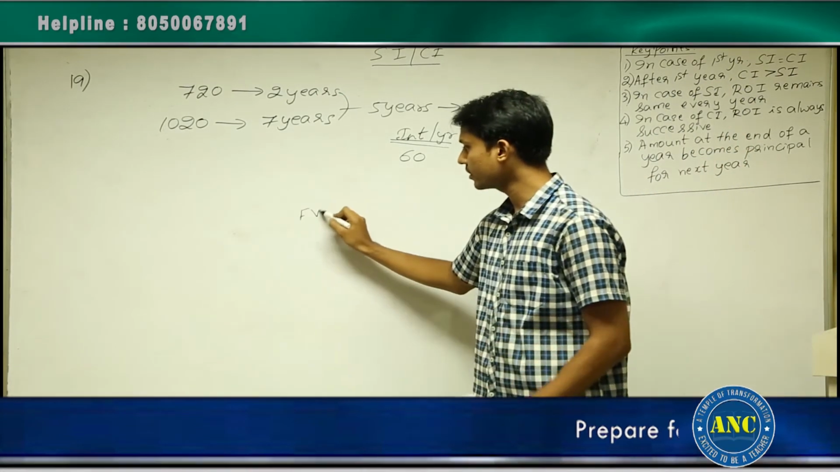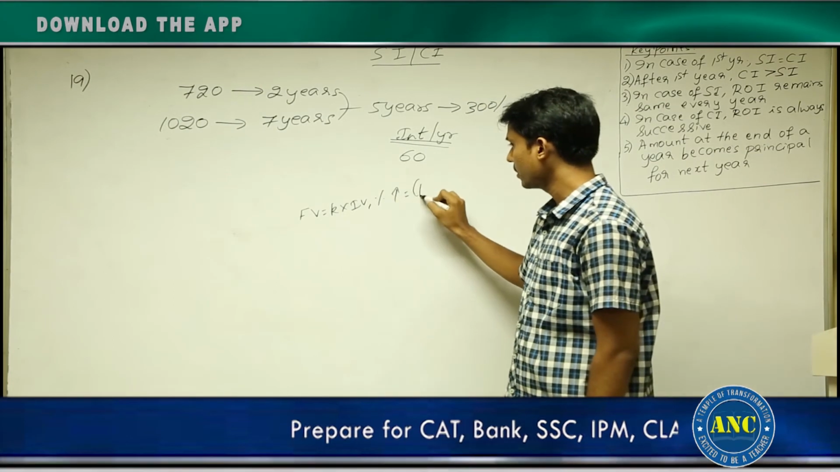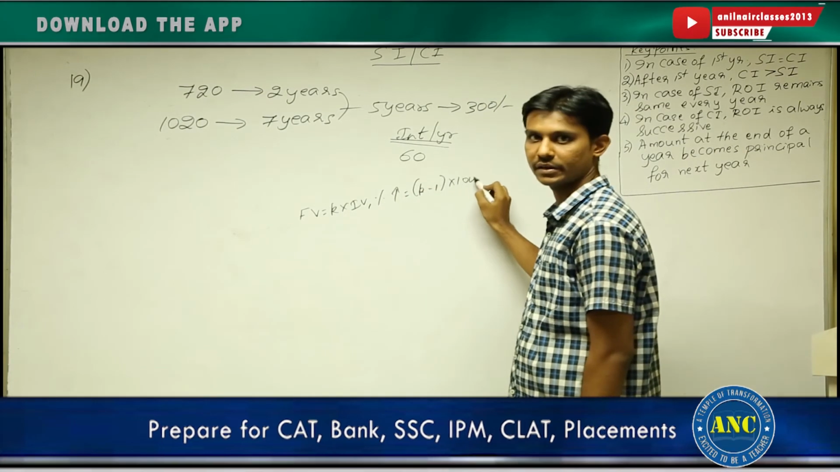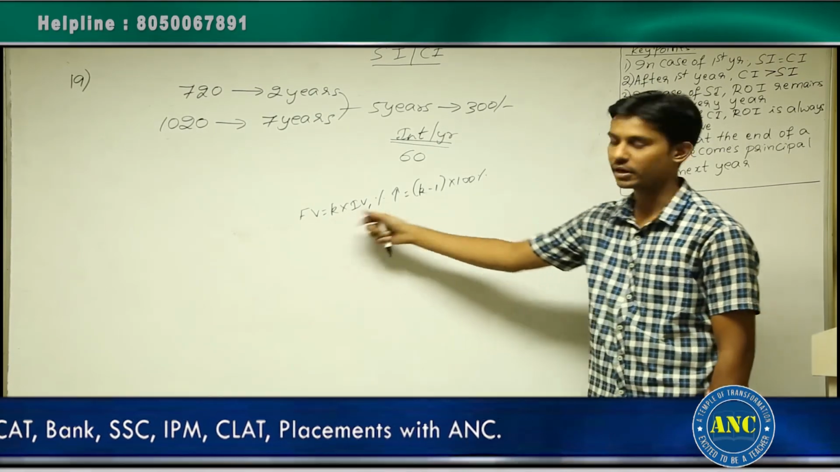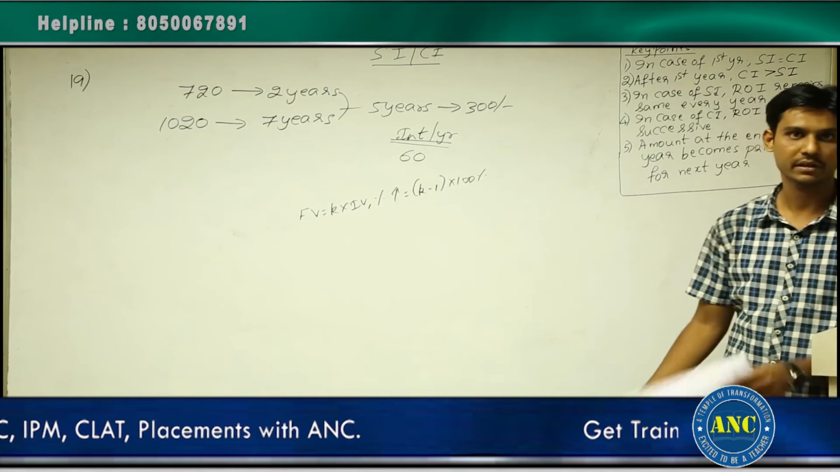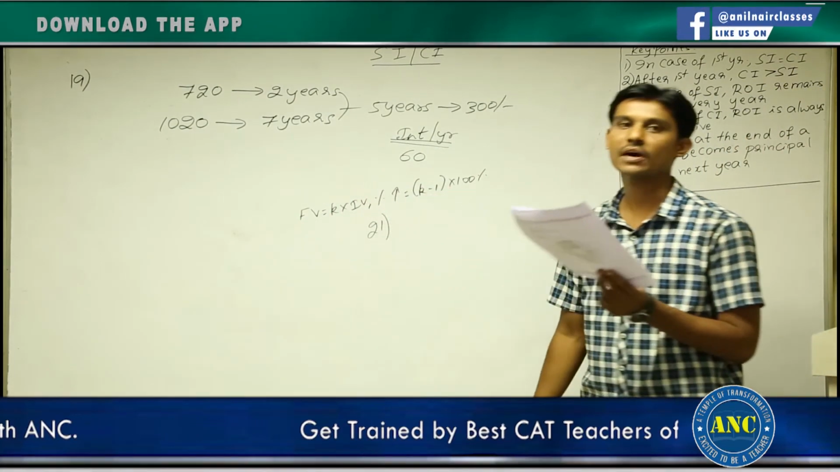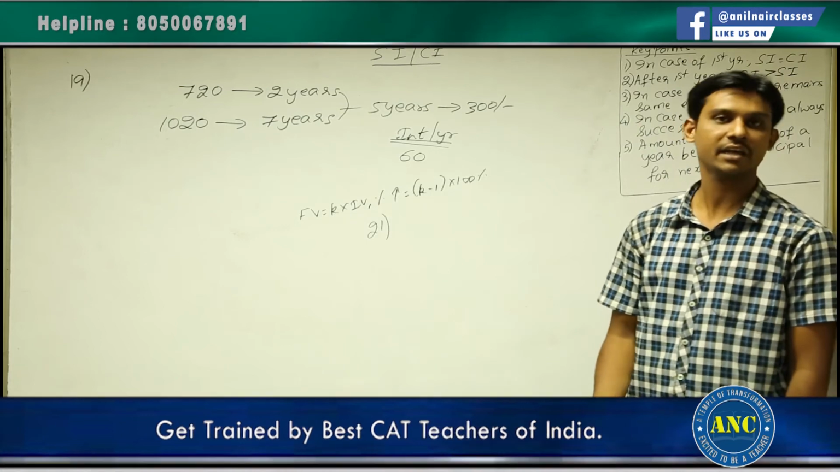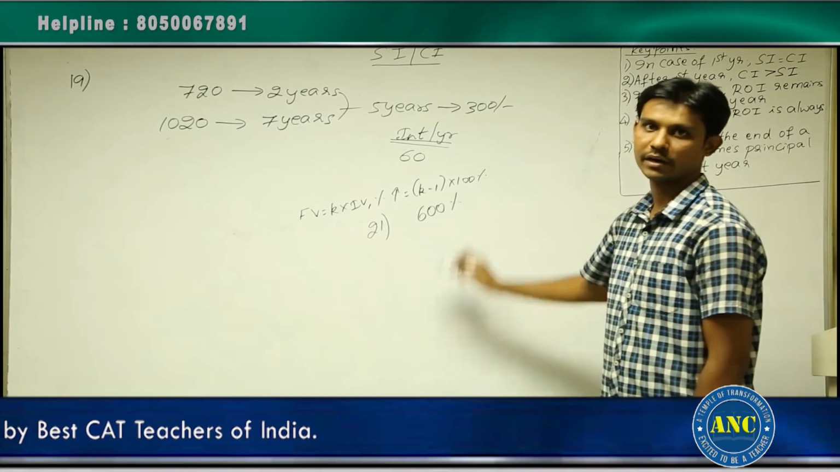If the final value is k times the initial value, your percentage increase is given by (k minus 1) into 100%. Please read question number 21. A certain sum becomes 7 times. If it is k times, it is k minus 1; if it is 7 times, it is (7 minus 1) into 100%.